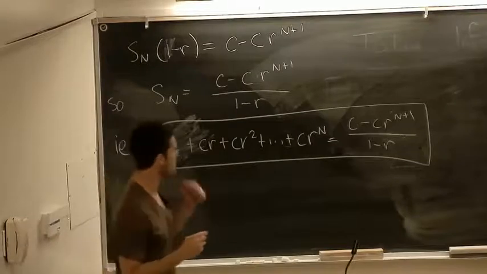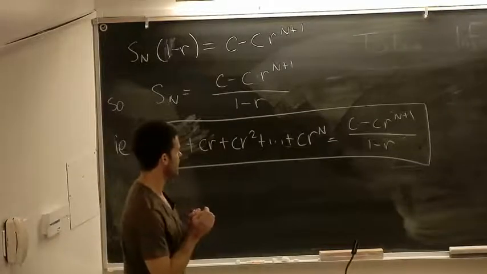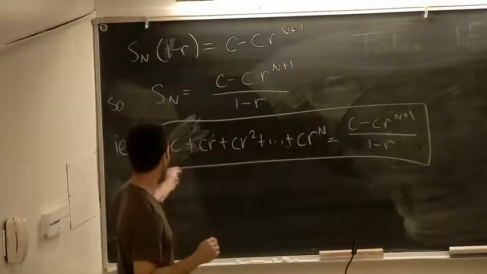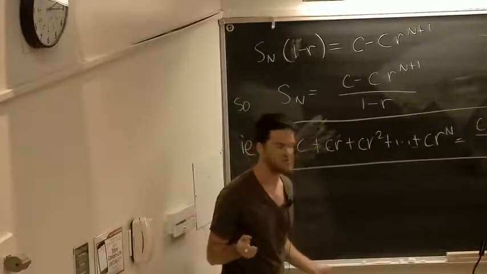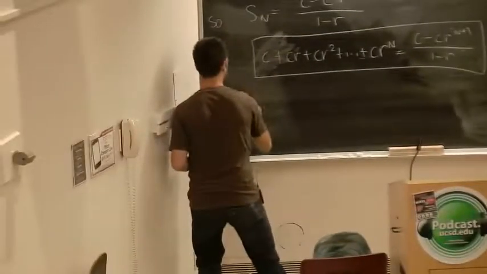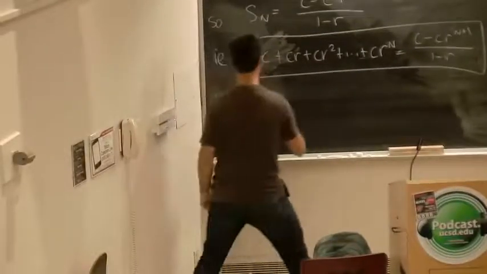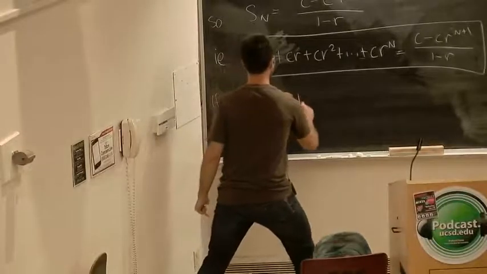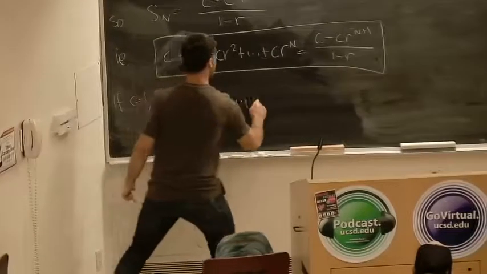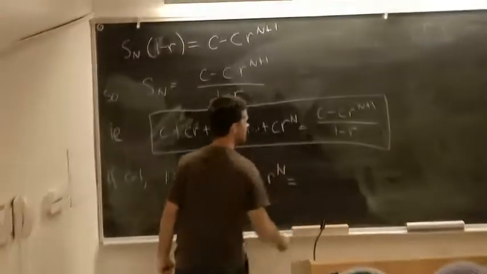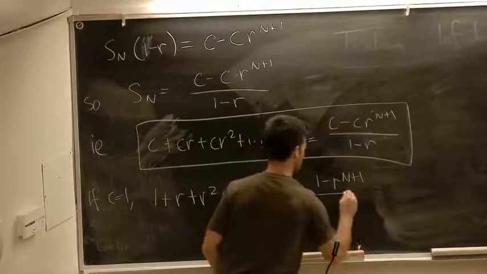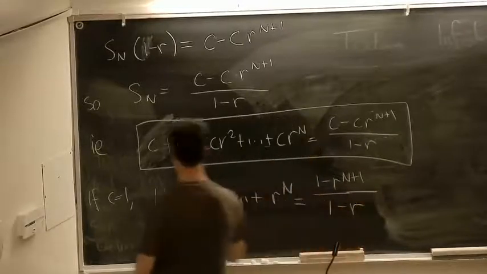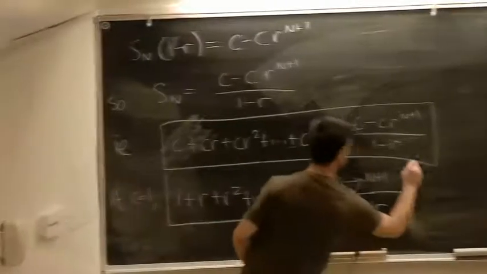So, great. In particular, by the way, a lot of times C is just 1, to be honest. And if it's not 1, you can just factor it out. So if C is equal to 1, which is just a particularly common situation, 1 plus r squared plus r to the n is (1 minus r to the n plus 1) over (1 minus r). This is a very useful formula.